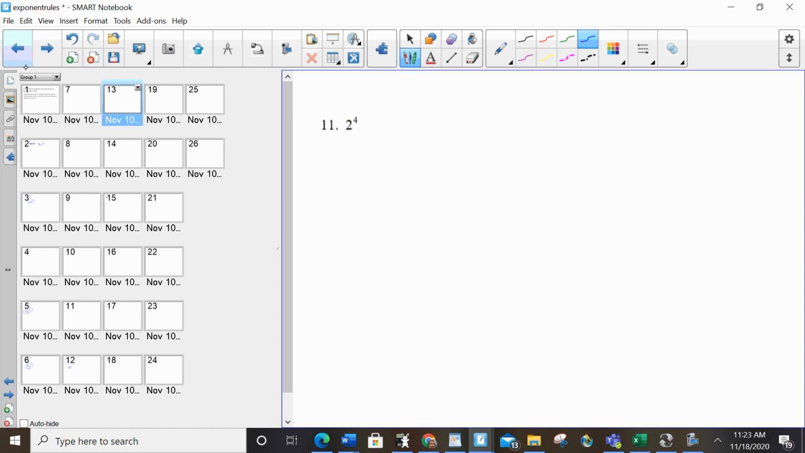Number 11, 2 to the 4th power means 2 times itself 4 times. So I want you to write it out and come up with an answer. I'll give you about 15 seconds. Two to the fourth power means 2 times itself 4 times, you can use a calculator if you need to.